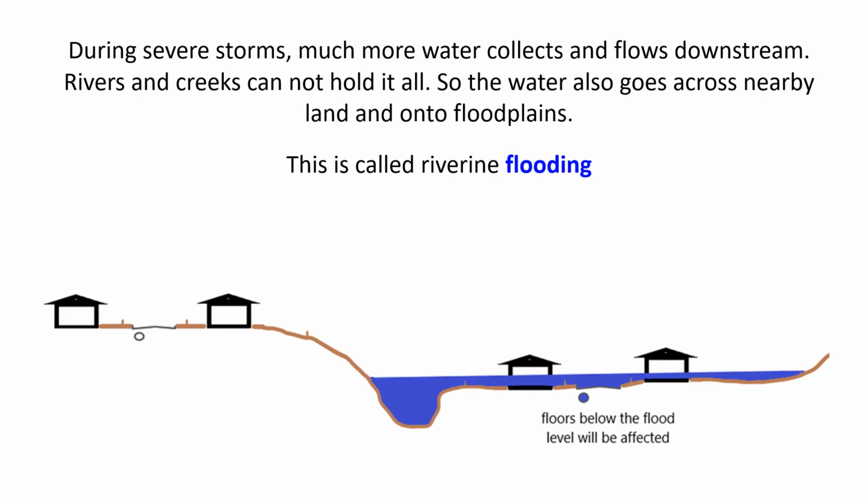However, during more severe storms, much more stormwater is falling in the catchments and trying to find its way downstream along the creek or river. And not all this stormwater can be contained, so it breaks the bank of the river or creek and causes flooding onto nearby land and floodplains. This is called riverine flooding.